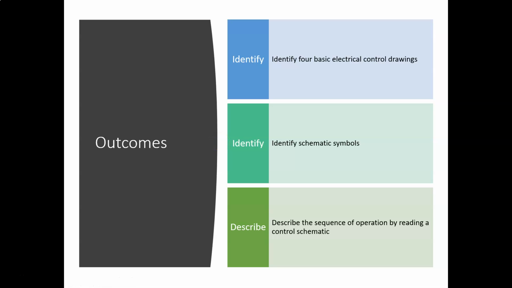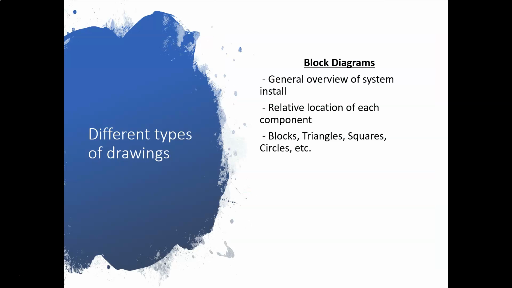We're going to identify 4 basic electrical control drawings. We're going to identify schematic symbols that you're going to see often in the schematic drawings and wiring diagrams. And we're going to describe the sequence of operation by reading a control schematic. And that's the beauty of a schematic diagram. They're excellent for showing you the sequence of operation.